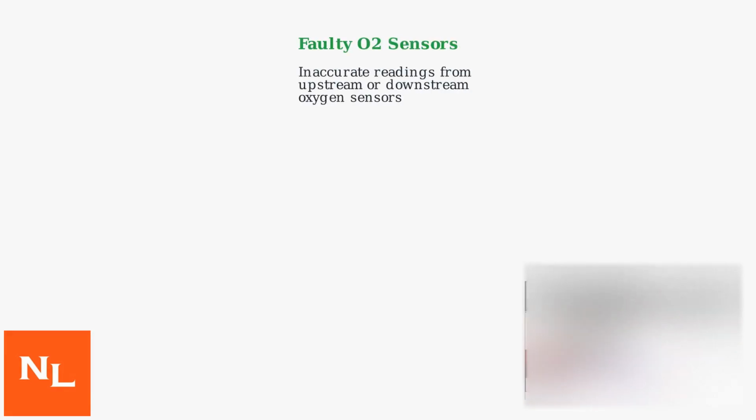Faulty oxygen sensors are another common trigger. The upstream sensor monitors pre-converter exhaust oxygen, while the downstream checks post-converter efficiency. If either sensor provides inaccurate readings, the ECM may falsely detect low converter efficiency.